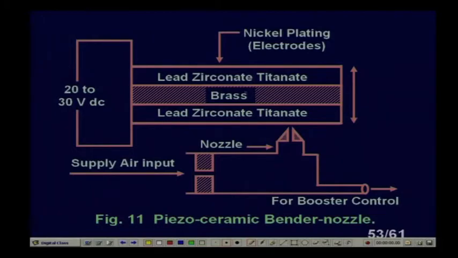Since we are using lead zirconate and brass, it will try to bend, and this bend will be sensed. This will work as a flapper, and it will come either close to the nozzle or away from it. This gives you the booster output, the pilot pressure, which is the booster control pressure.